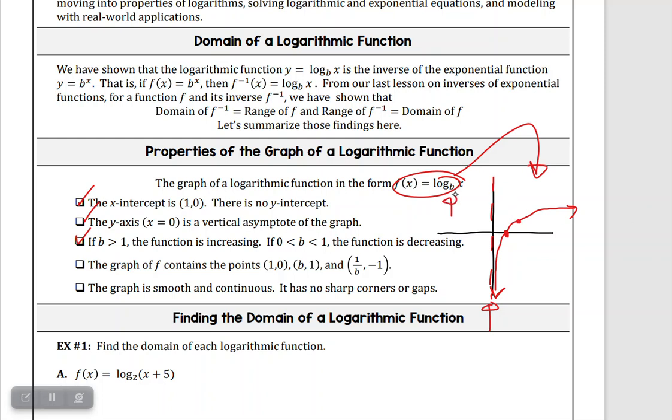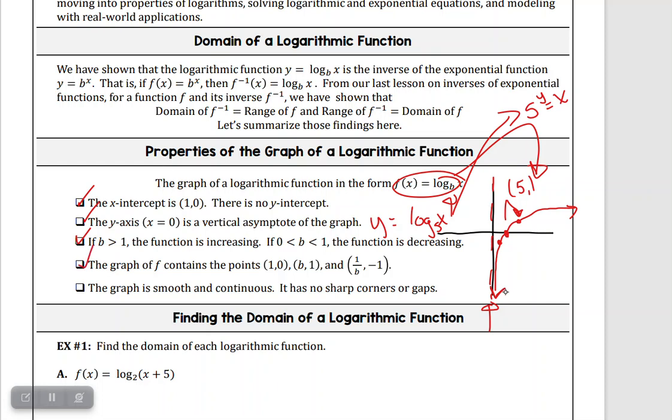So if it's log base 5 of x, remember what happens. Log base 5 of x, we change that into an exponential function. It's 5 to the y equals x. And there's that 5 right there. That would be (5, 1). And then if I took the fraction of it, it would be 1/5 down here.